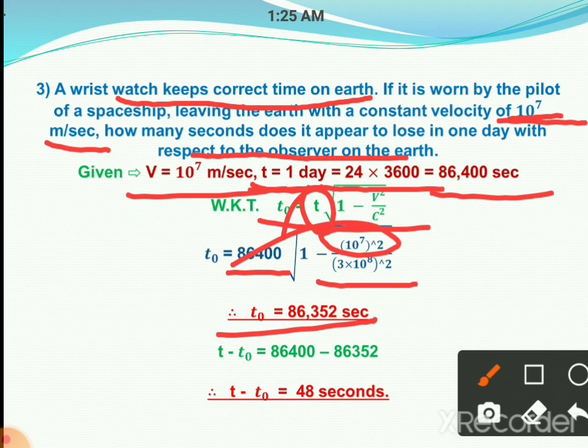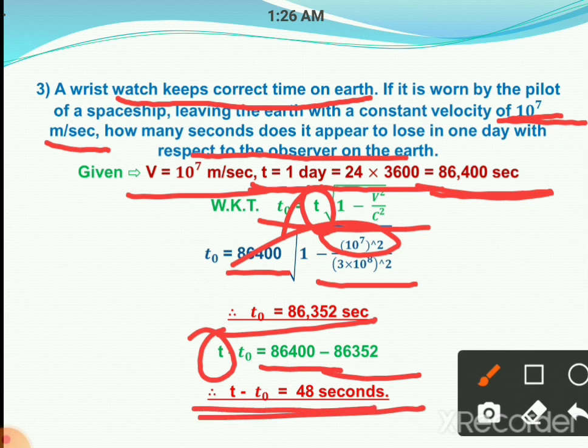But in this problem, we have to find out how many seconds it appears to lose in 1 day with respect to the observer. Therefore, just subtract t minus t naught. We already know the value of t is 86,400, and the proper time t naught is 86,352. If we subtract, we get t minus t naught is equal to 48 seconds. So these seconds will appear to be lost in 1 day.